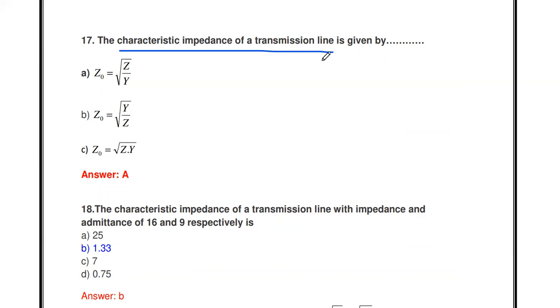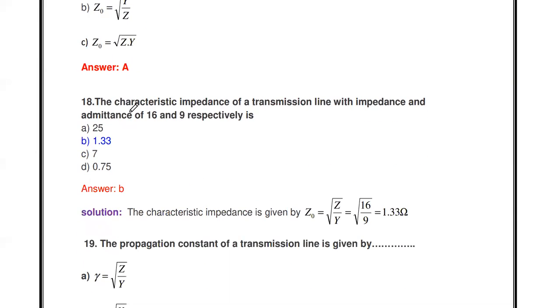So for this, three formulas are given. Z0 equal to square root of Z by Y, Z0 equal to Y by Z, Z0 equal to Z into Y. So which one is correct? We already discussed the characteristic impedance formula: Z0 equals square root of Z by Y, where Z is the series impedance and Y is the shunt admittance.